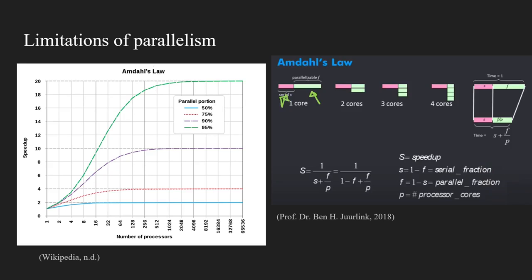When you look at the graph over here, you can see that the speedup is determined more by the fraction that can be parallelized, so you've got 50, 75, 90, and 95 percent, than by the number of processors. As a matter of fact, even if we're using more than 60,000 processors over here, the speedup is never greater than 20. This is the limit, 20.